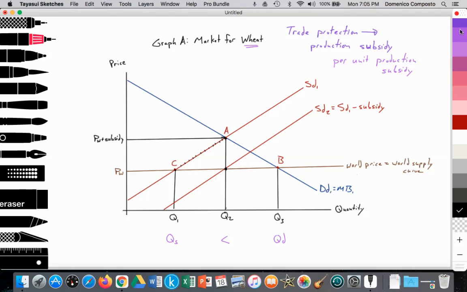Let's go ahead and label some areas to help us with our evaluation of the impact of this in terms of consumer and producer surplus, etc. So we'll label this area A, B, C, D, E, and F. All right, and here we have fully drawn a production subsidy graph. So I will analyze this and then we'll get into the evaluation.